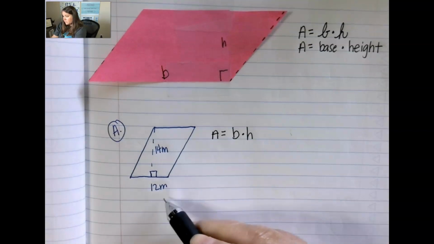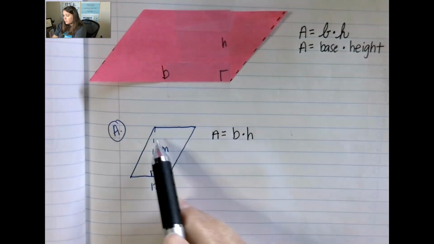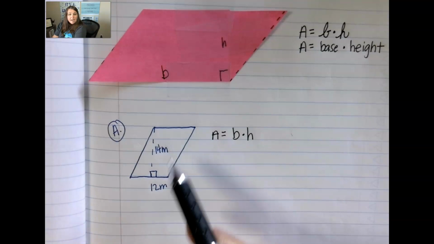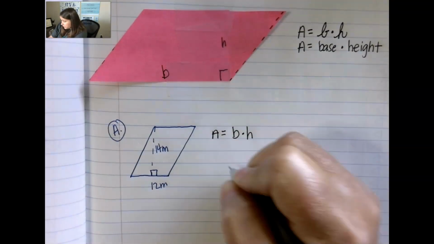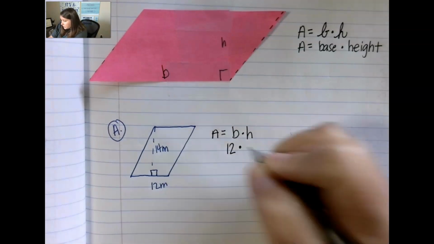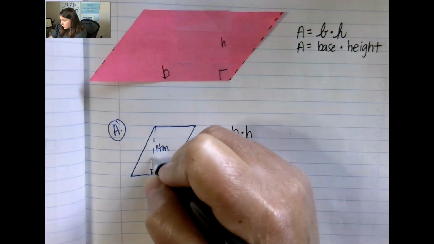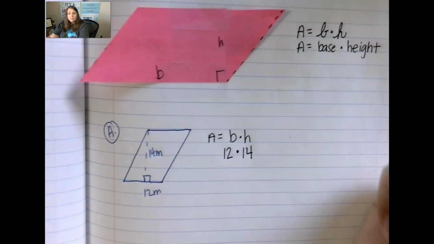The base is the bottom of the shape. Now, if we were to flip this shape over, this would become the bottom. So either of these two flat sides are going to be the base. So 12 times the height. The height is on the right angle. Here's my right angle. It goes up from there. It is 14. So 12 times 14.